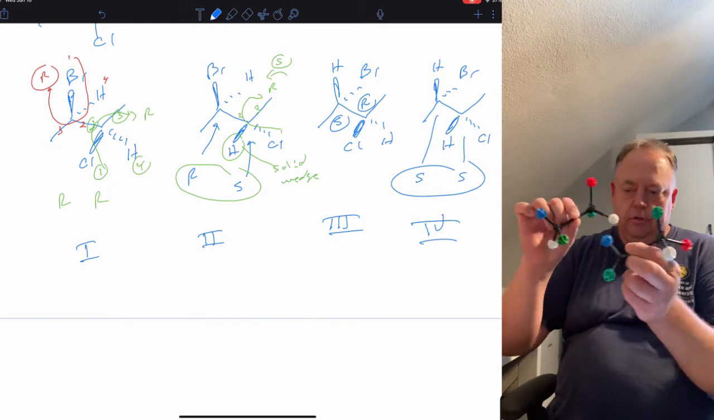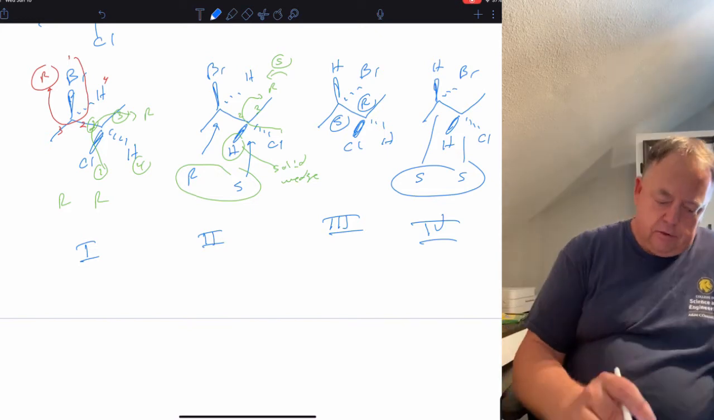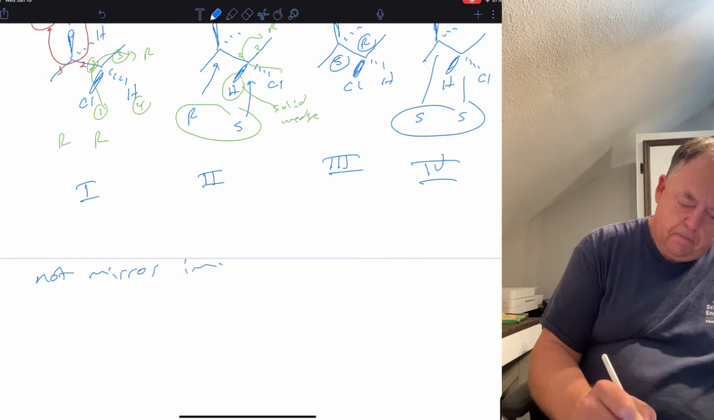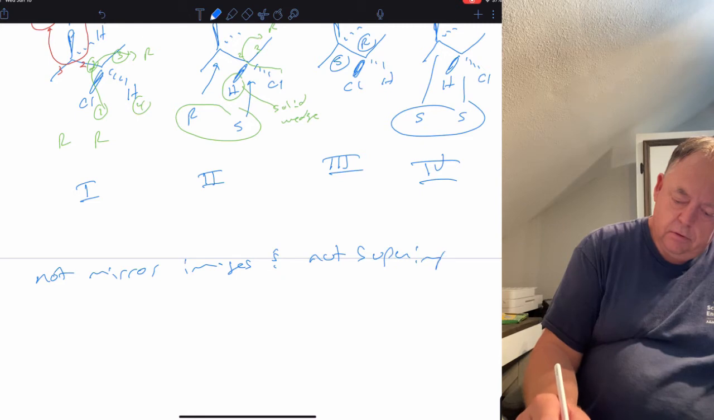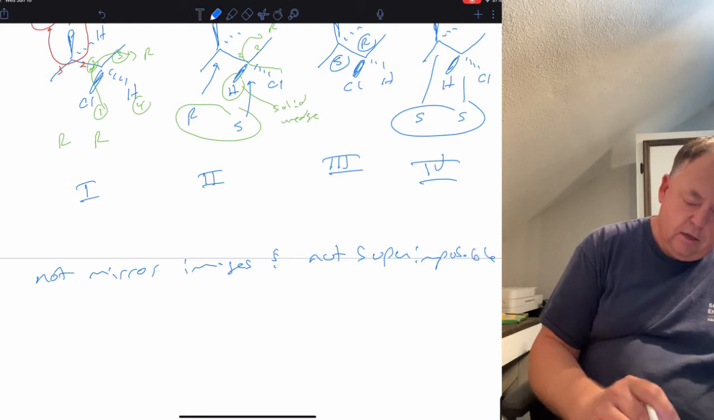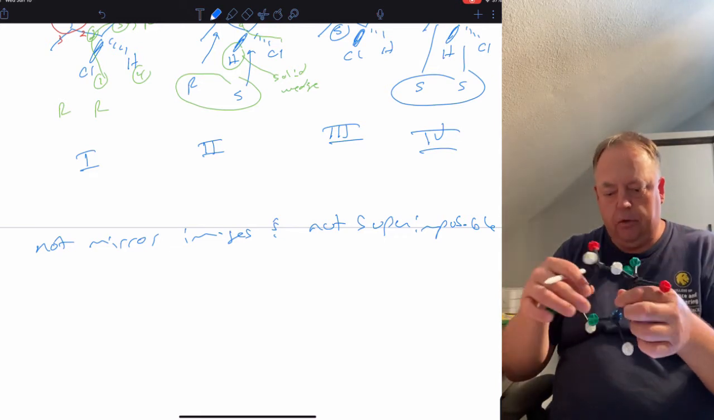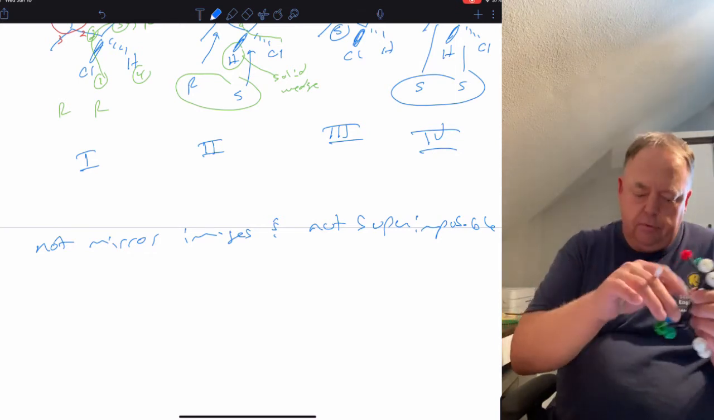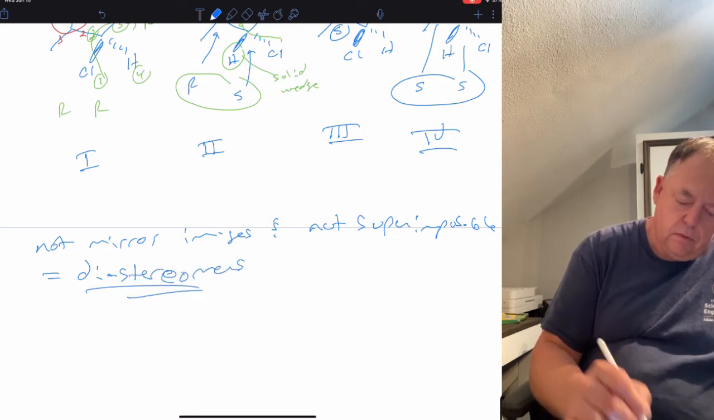So these two molecules are not mirror images, they are not superimposable, but all of the atoms are attached in the same order, so they're not constitutional isomers, so they only differ spatially, right? But they're not mirror images and they're not superimposable, so these are said to be then diastereomers of each other.